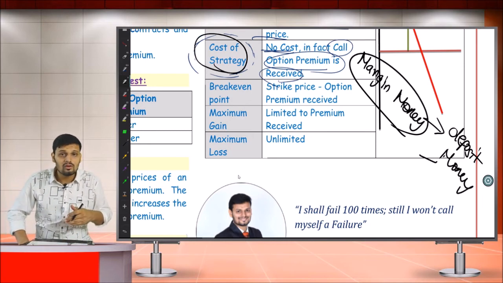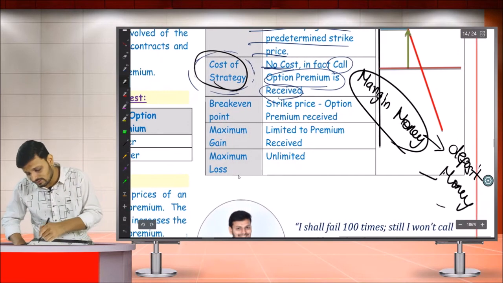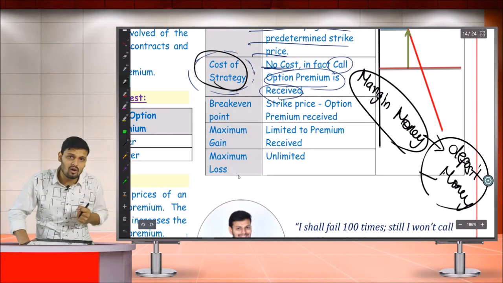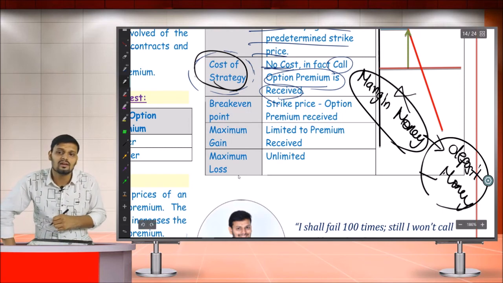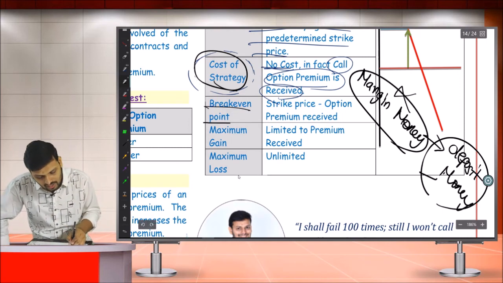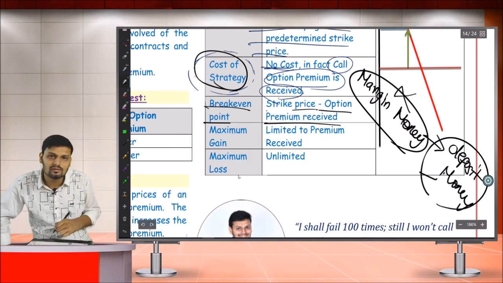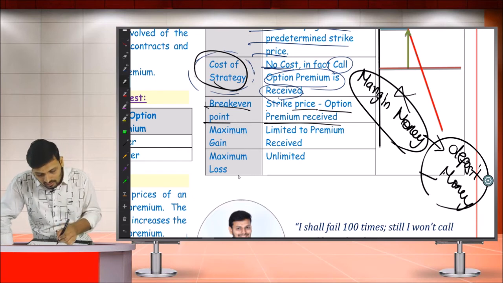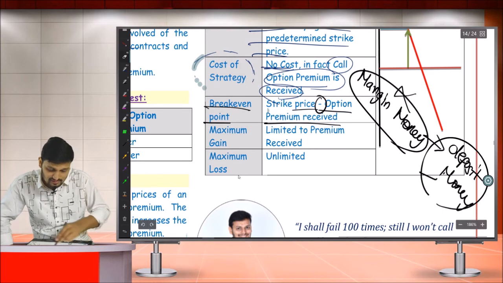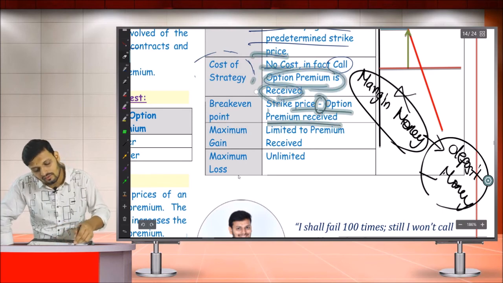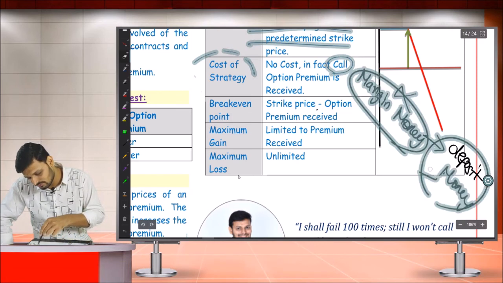What happens if your expectation is going right? Call option seller, in that case, you will receive back the entire deposit money. You will again get all the deposit money which you have deposited. Hence, that is why we will not consider margin money as the cost. Break-even point. Strike price plus option premium received. Right? So that is your break-even point. Sorry, minus. This is minus. Okay. So there we had strike price plus option premium paid. Here we will have break-even point as strike price minus option premium received.